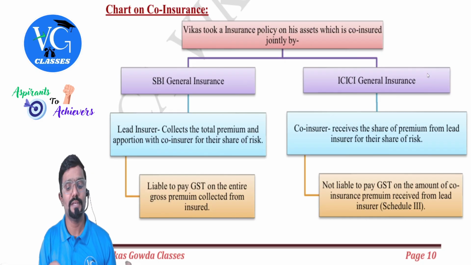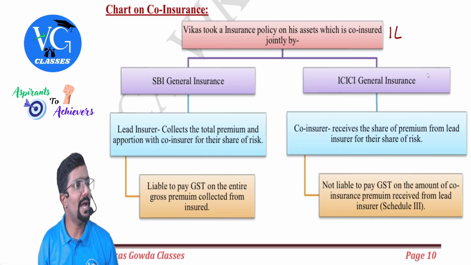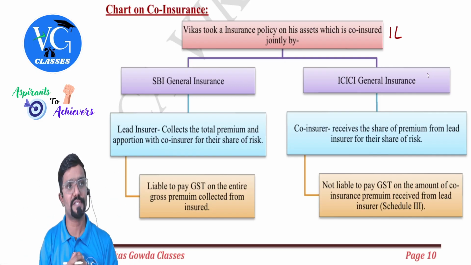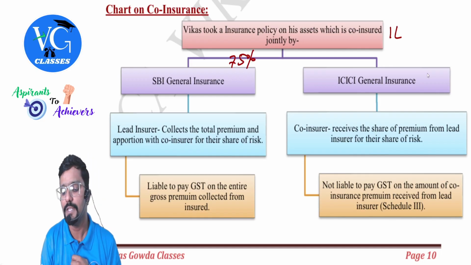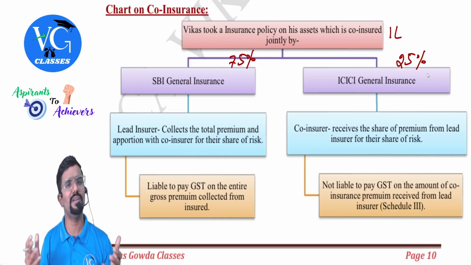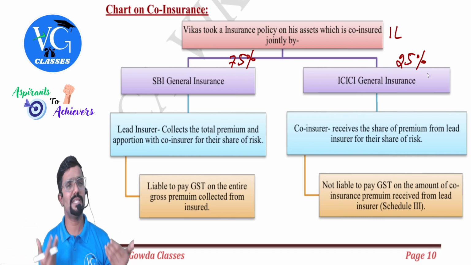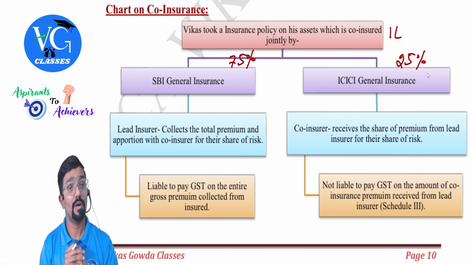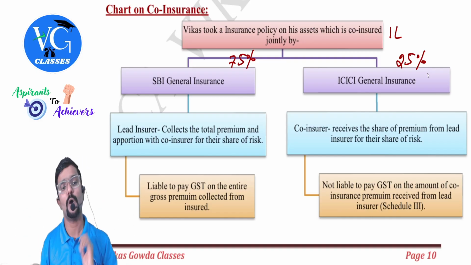Assume, guys, I am paying totally how much premium? Let me take 1 lakh. I am paying a total premium of 1 lakh. Now, both the parties are sharing the risk. Let me take that the risk is shared 75% with SBI, 25% with ICICI. They have shared the risk. Sir, should it be 75-25 only? No, guys, any percentage, 50-50, 30-70, anything. I have just taken a random percentage. Don't always go with this only. So 75-25 is not fixed.